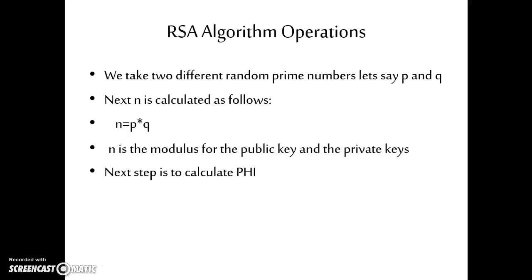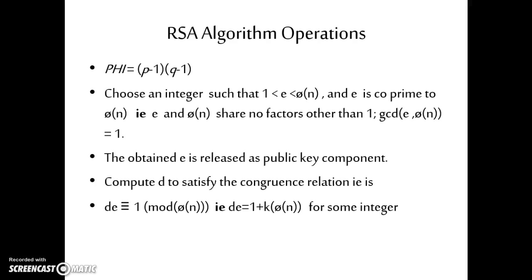Now after finding the n, we have to find phi of n. Here what is phi of n? Phi of n is nothing but P minus 1 into Q minus 1. Why is this? This phi of n we use for encrypting the message. We see here phi of n is P minus 1 into Q minus 1.